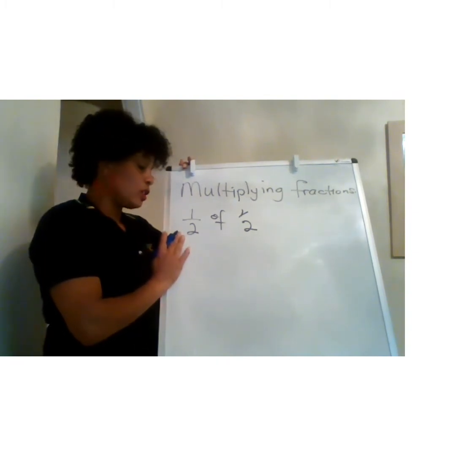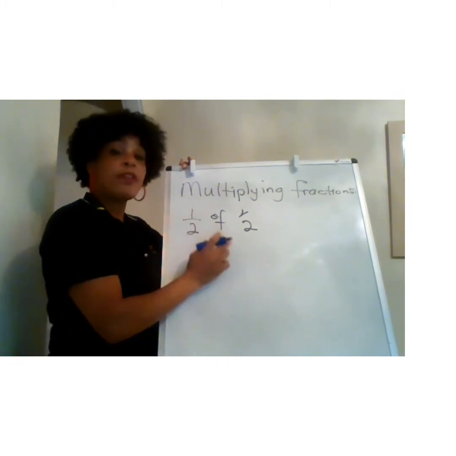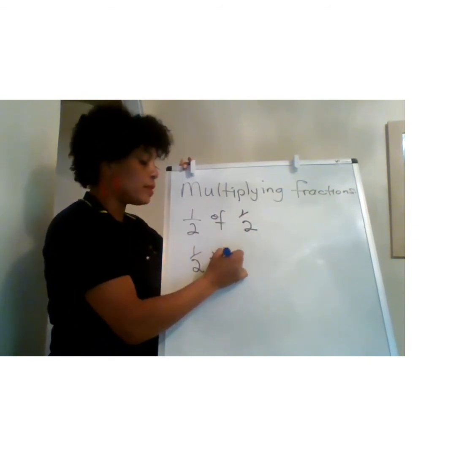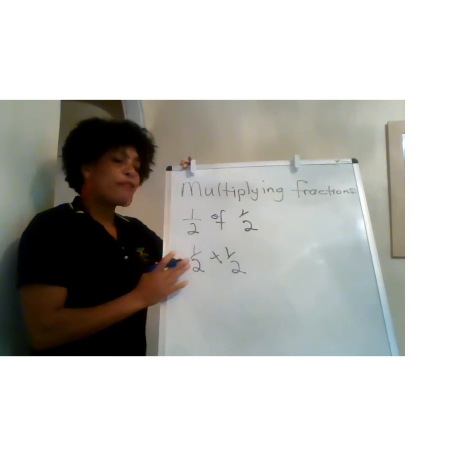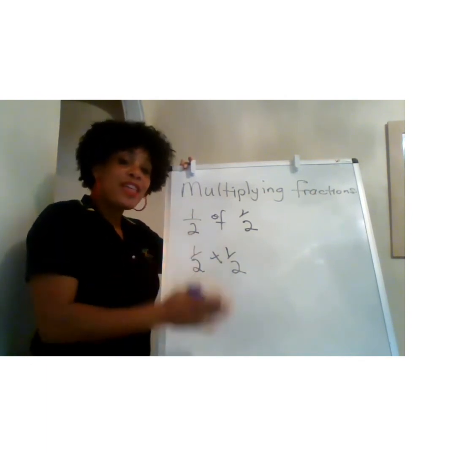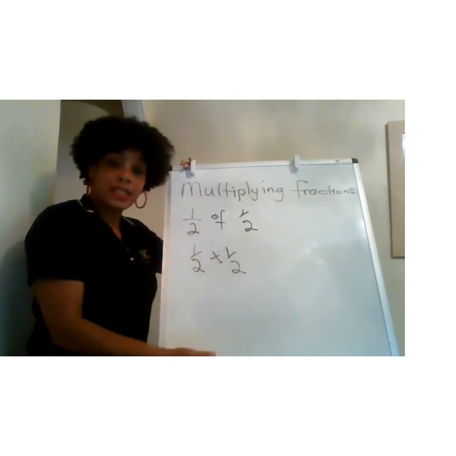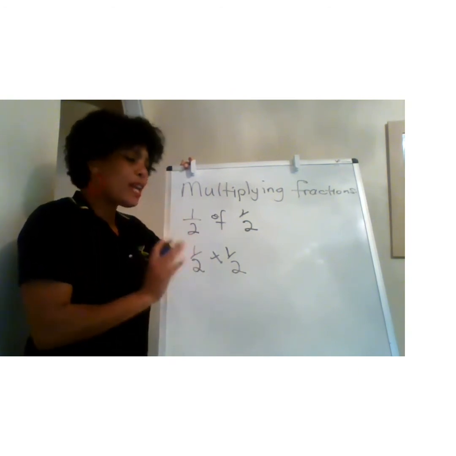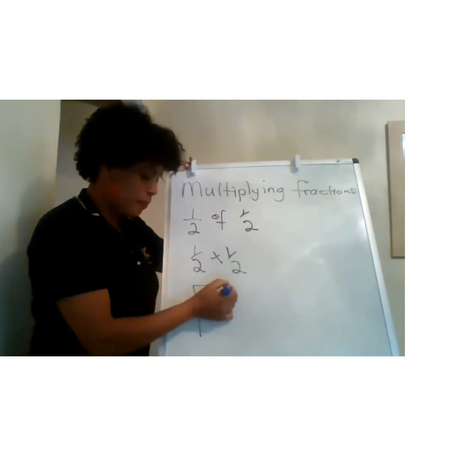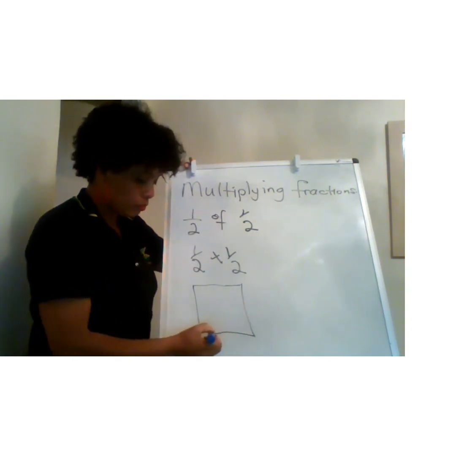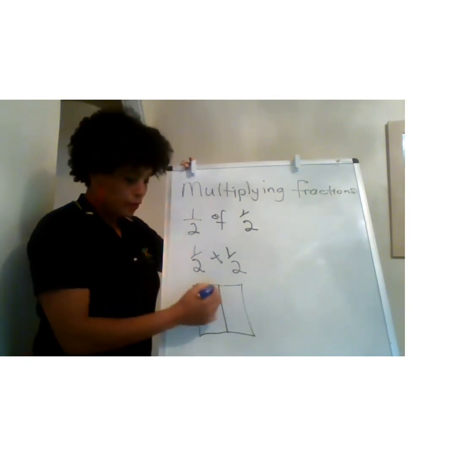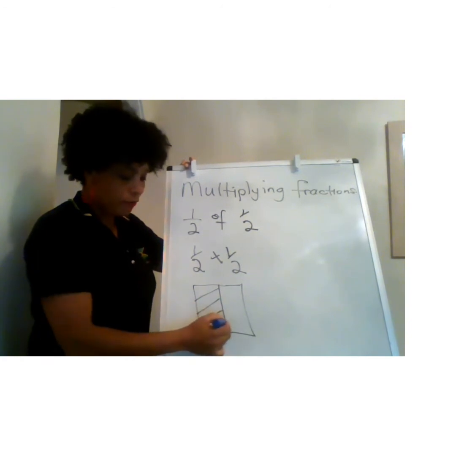Let's look at this fraction. This is a half of a half, which is the same thing as saying a half times a half. Now, at first, we're going to look at a picture of what this would look like, and then I'm going to go into how we would work it if we were asked to do it in school. Now, let's look at a picture first. Here we have a shape, and I'm going to split it into a half to represent this half. So here I have a half.